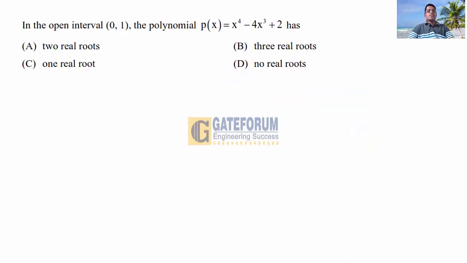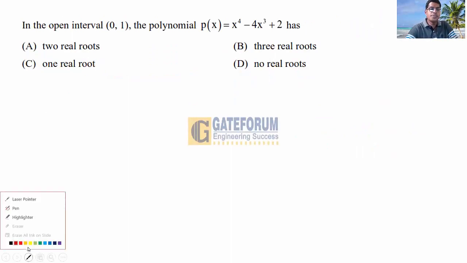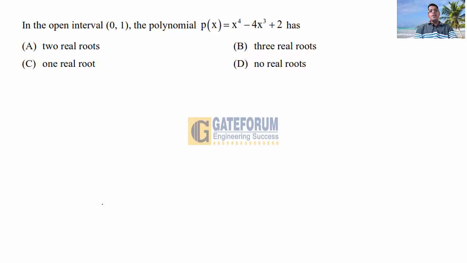The question is, in the open interval 0, 1, the polynomial P of x is equal to x power 4 minus 4x cube plus 2. And 4 options A, B, C, D given. This question is from engineering mathematics, from the topic numerical methods. Solution.